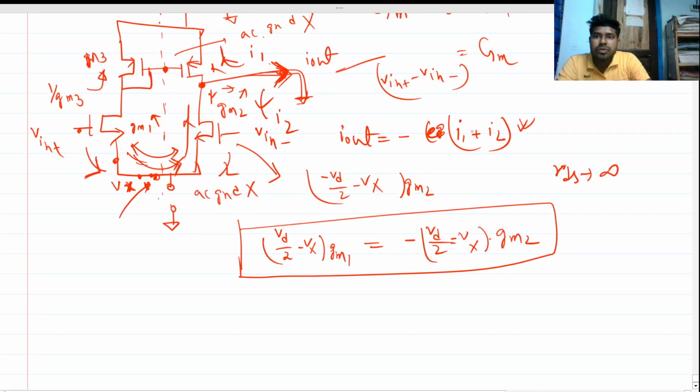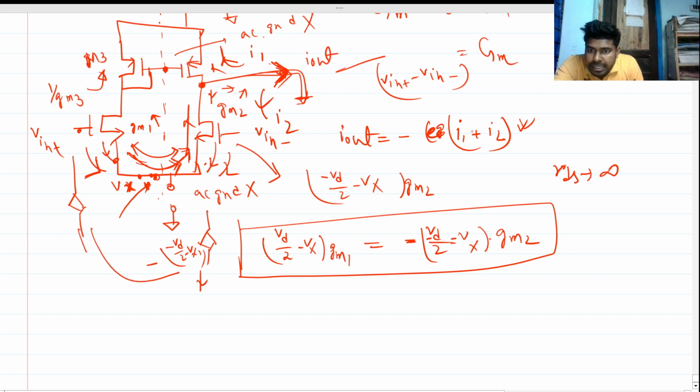Now basically this is a series path, so the current will be the same, right? So the current flowing through this path will be the current flowing through this path, and this will be negative. So I have made a negative sign. This will be the correct expression. Basically the dependent source here will be, because this is a minus Vd by 2 minus Vx flowing in this path, this will be negative so that it can make a series path and this current will be equal. So this is our expression: minus Vd by 2 minus Vx Gm2.